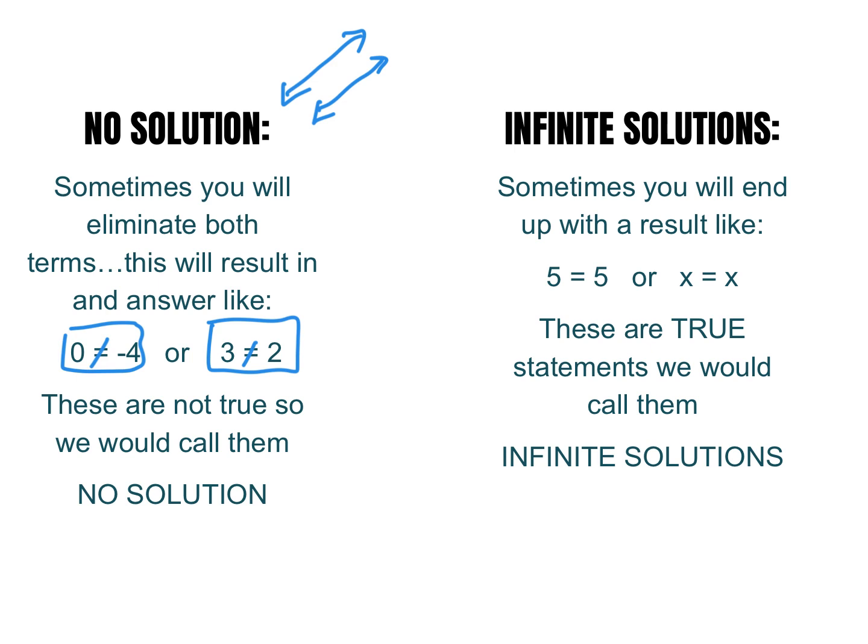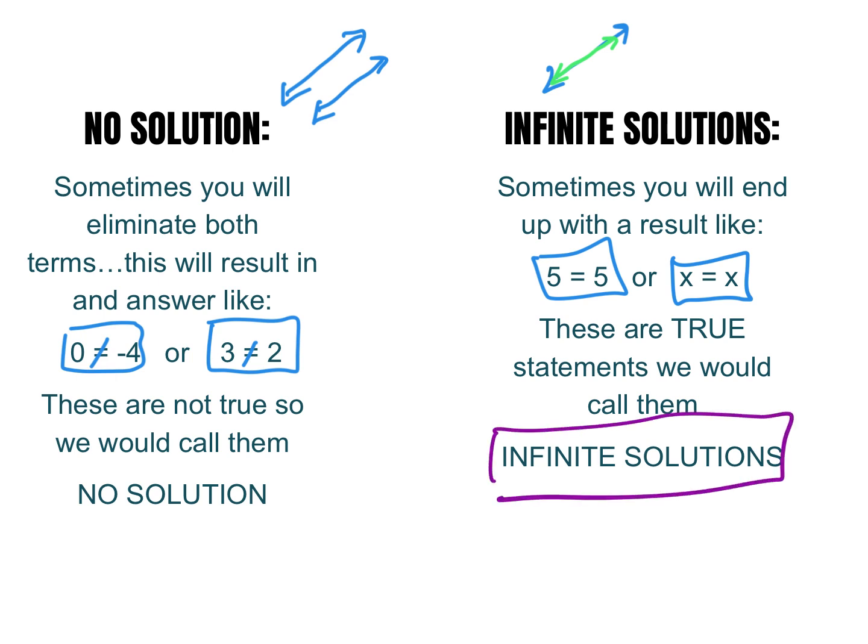Okay? Other times you'll get other equally confusing answers like 5 equals 5. That doesn't really say x equals something or y equals something. Or x does equal something, x equals x. Again, what if x was 2? Well, then 2 equals 2. What if x was 7? Then 7 equals 7. Those are going to be where we have one line like this, and the other line would be directly on top of it. Okay, so that would mean every single point on that line was a solution, and we call that infinite solutions.